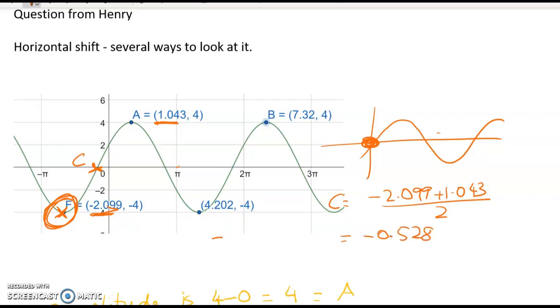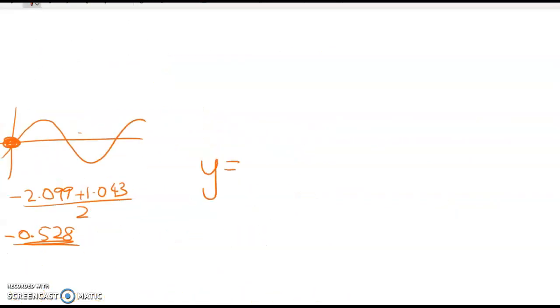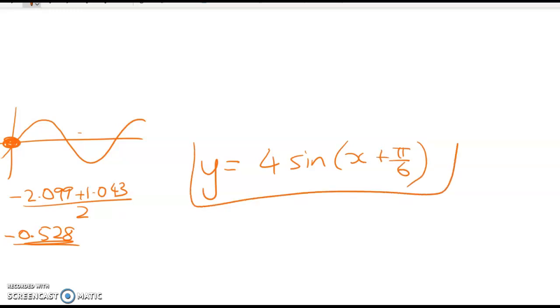0.528. And we want to get that as a fraction of pi. So we look at it compared to pi and we get negative 0.528 over pi is roughly equal to negative 0.168, which is roughly equal to 1/6. So the shift here is going to be that direction, pi on 6 units. So that means to write this function as a sine function, it's going to be y is equal to 4 sine of (x plus pi on 6). So there's your horizontal shift in a sine model.